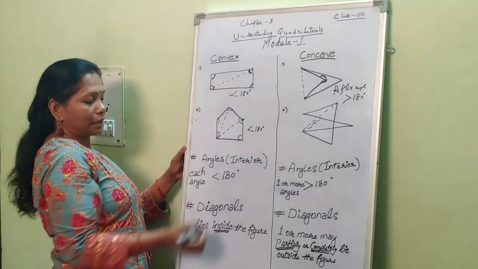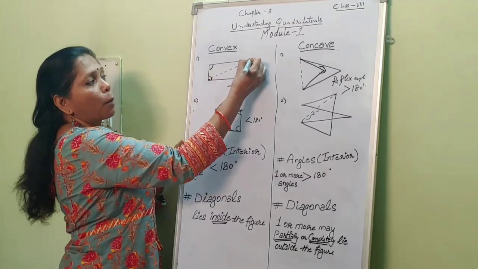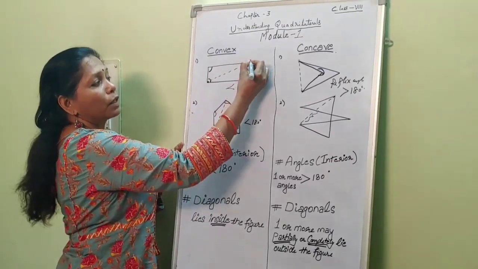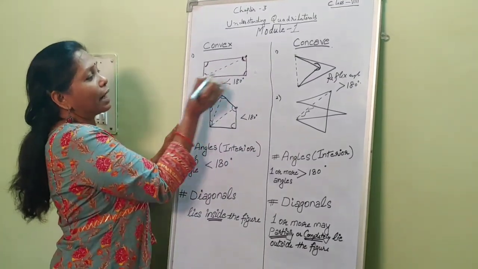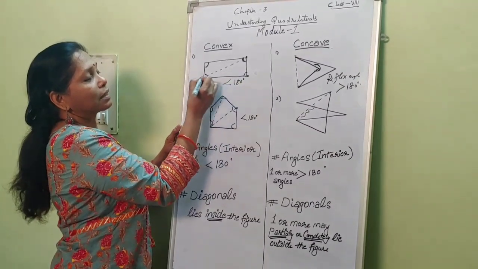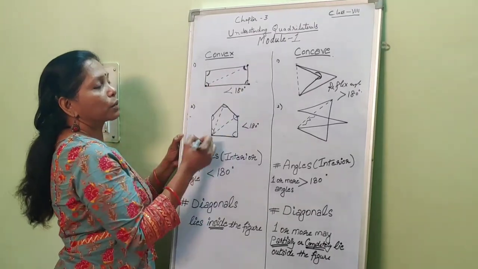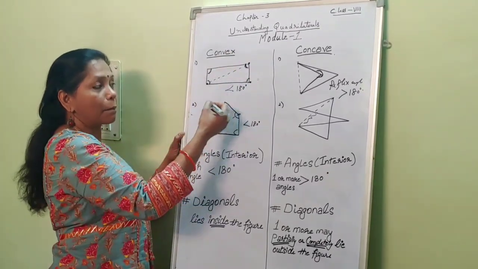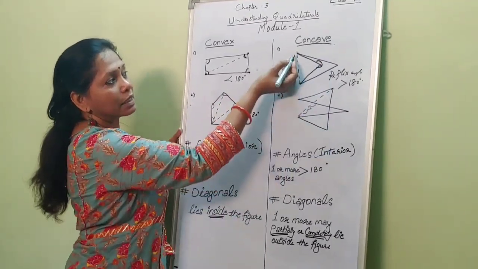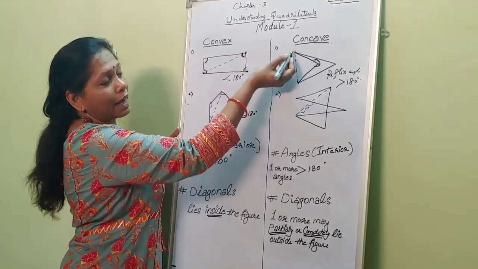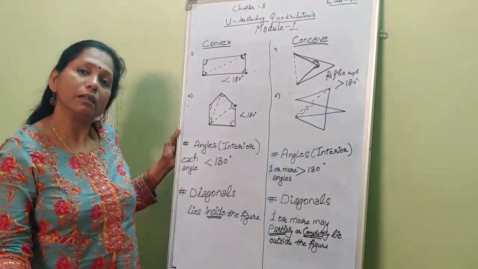Now coming to diagonals, that is the second difference. We know when we join opposite vertices of a polygon, it forms a diagonal. And if I join adjacent vertices, it forms the sides of the polygon. So in terms of diagonals also, we can see in convex polygons the diagonals completely lie within the figure. Whereas in concave polygons you can see the diagonal lies outside the figure, and in this figure it lies partially outside the figure.